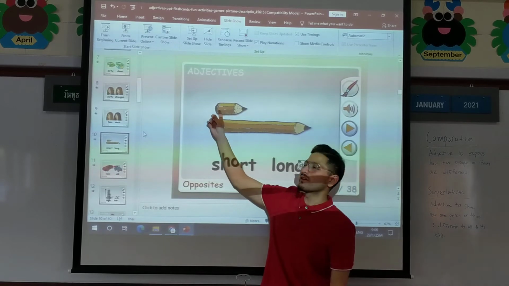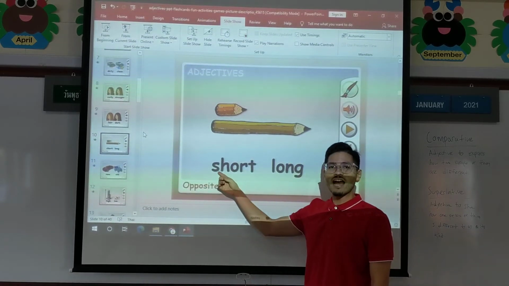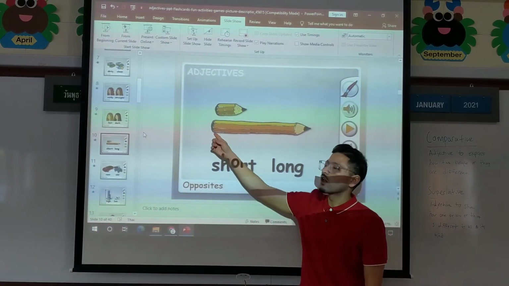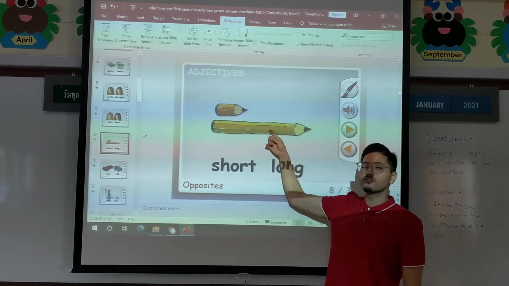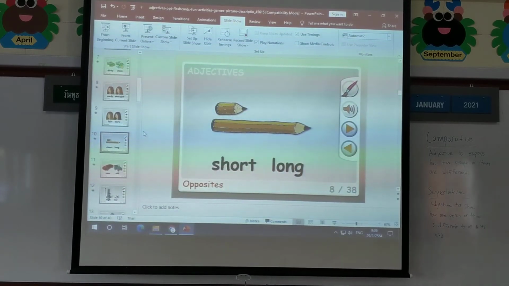Okay, now, what about this pencil? The pencil is short. The adjective is short. And what's the opposite of short? Long. This pencil is long. Okay, let's go to the next.